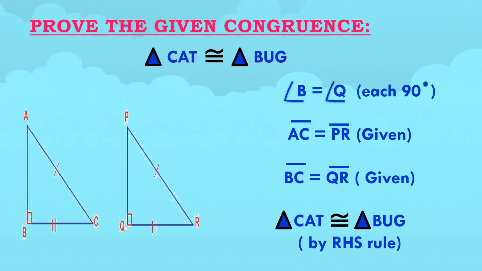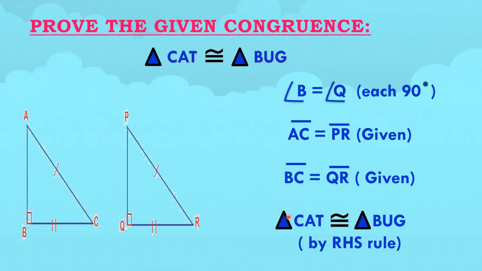See, remember it is the RHS rule. Again, first condition you should write right angle, then you should write hypotenuse, then you should write any one side. Okay, so angle B is equal to angle Q, each 90 degrees. Second, AC is equal to PR, given. Then BC is equal to QR, given.